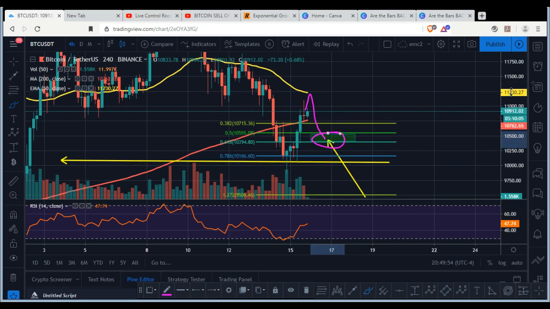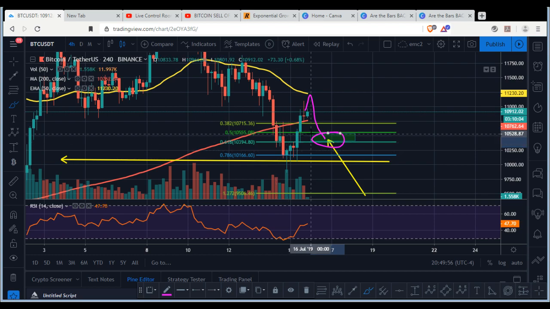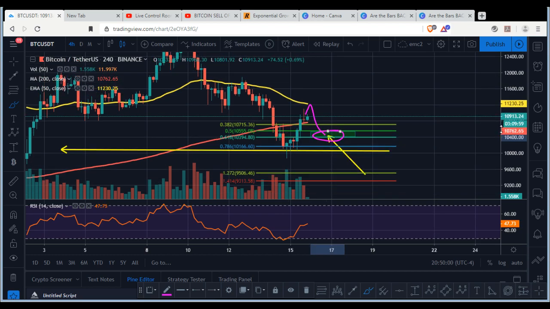But look for 10.4 to 10.5 now. 10.4 to 10.5 is a call. Don't panic. Altcoin call. So I'm looking for 10.4 to 10.5 in case BTC goes up to 11.2. I'm looking for a rejection and then a move to 10.4 to 10.5.